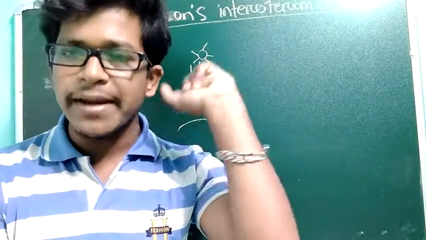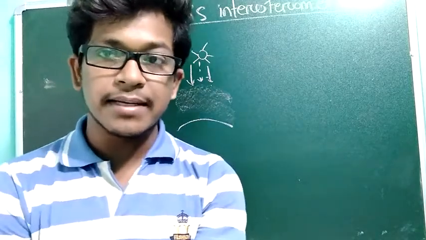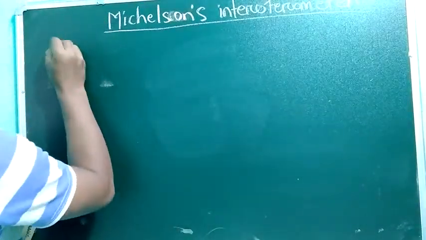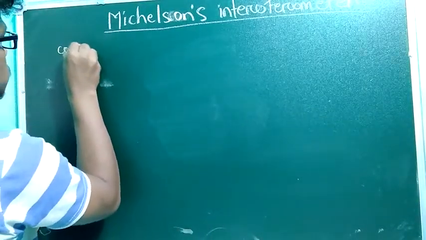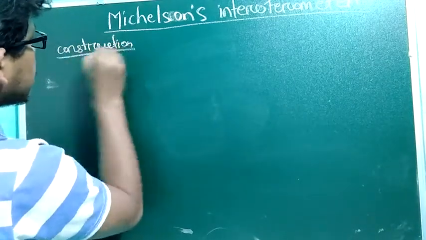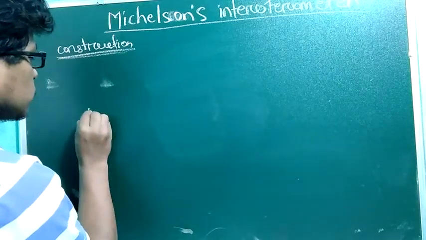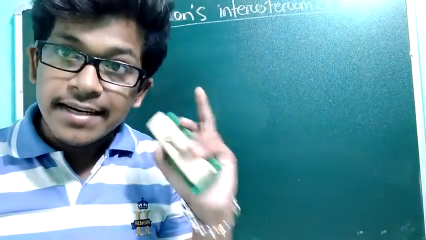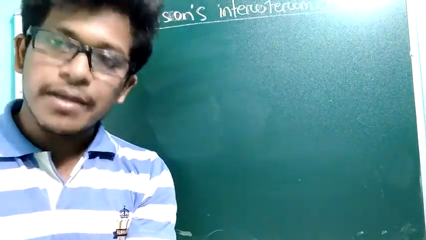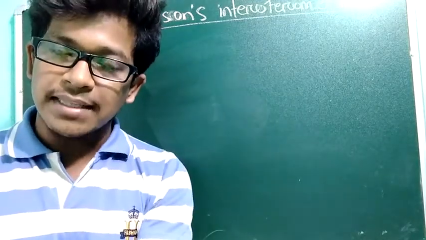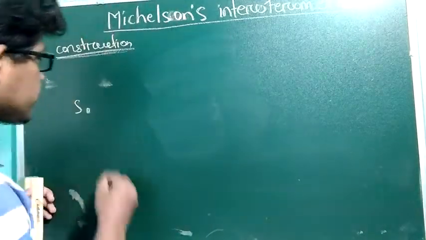Michelson also did a very big, very interesting experiment in case of our interference. Let's have a look at that setup first. Construction first we'll see, then we'll proceed to the function. What did Michelson do? Michelson first took a source of energy. This is also a monochromatic extended source. Monochromatic means having a single wavelength of light, having a large number of light rays. That's why it's called an extended source.